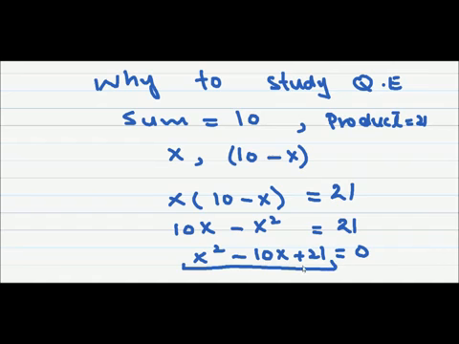Now the solution of this equation will give us those two values of x that will satisfy the given quadratic equation and the conditions that the sum must be equal to 10 and their product must be equal to 21.